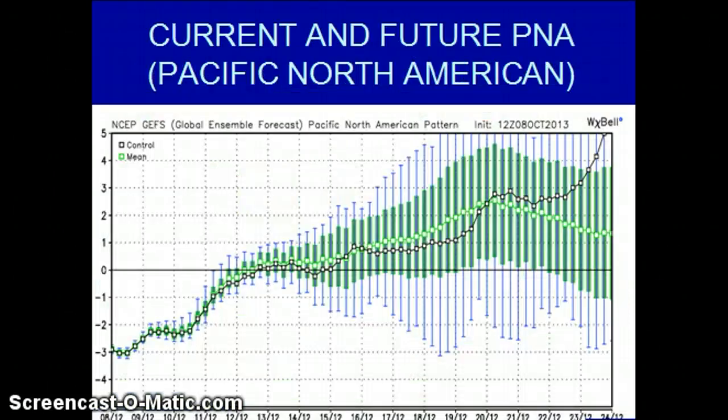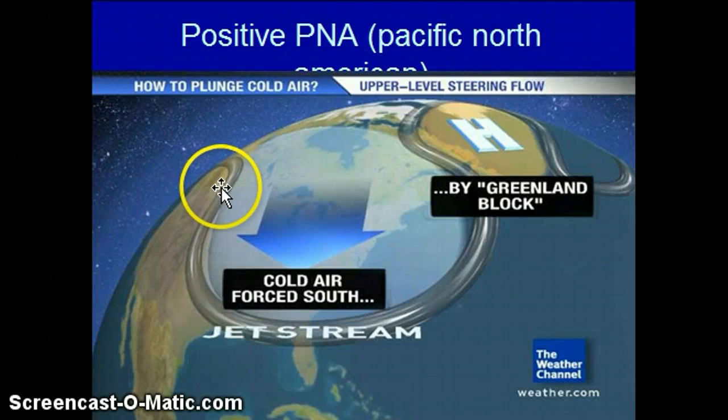Next, the PNA, the Pacific North American. Right now it's negative, but it's going into positive. And all these maps I'm showing you are the GFS, or GEFS, using WeatherBell. Now with a positive PNA, we can get ridging out west and a dip in the jet stream in the east, creating more cold air. And depending on if we have a negative NAO, we can get a Greenland block.